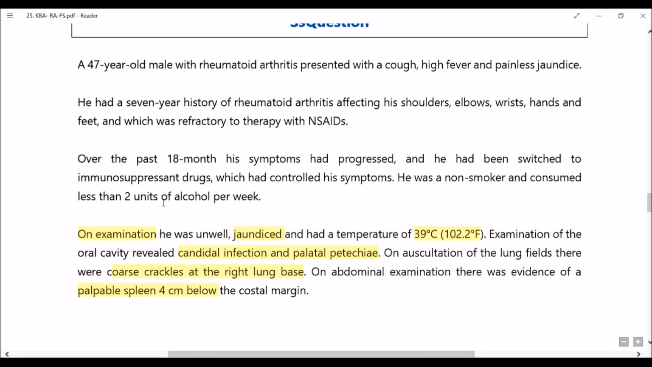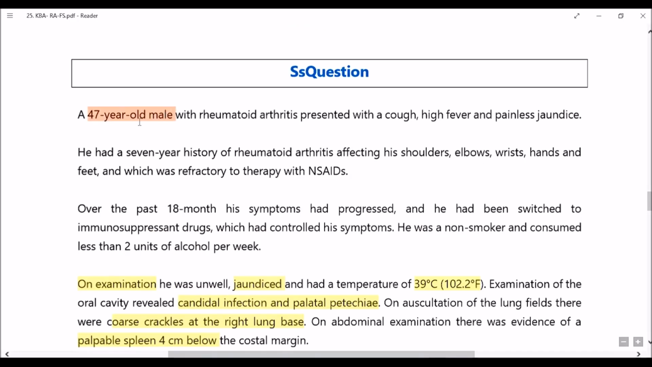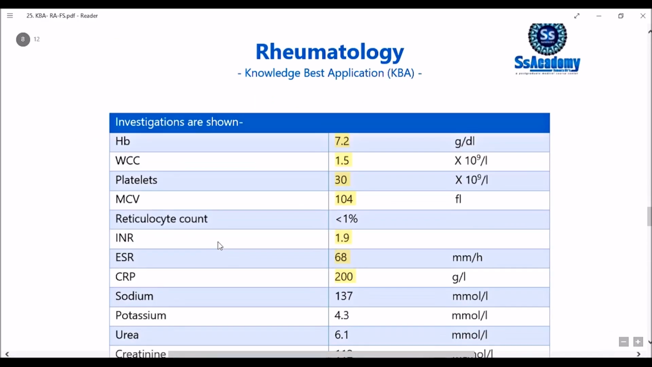Over 18 months, a 47-year-old male with a history of rheumatoid arthritis presented with cough, high fever, and painless jaundice. He had a 7-year history of rheumatoid arthritis affecting his shoulders, elbows, and wrists, which was refractory to therapy with NSAIDs. Over 18 months the symptoms had progressed. He was switched to immunosuppressive drugs, which controlled his symptoms. He was a non-smoker and consumed less than 2 units of alcohol. So for 18 months he had been on immunosuppressant drugs.